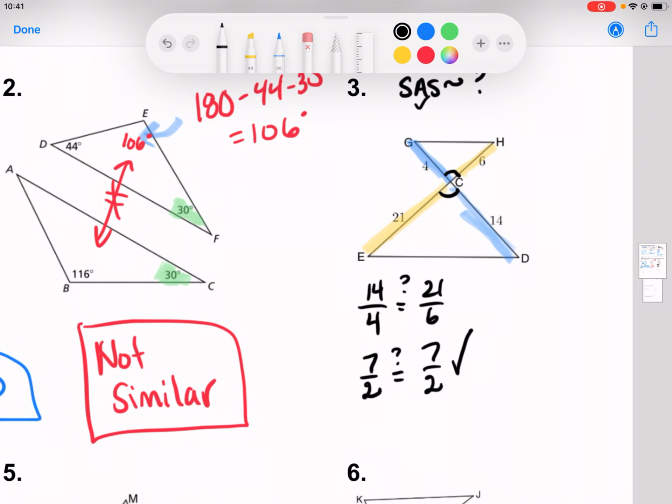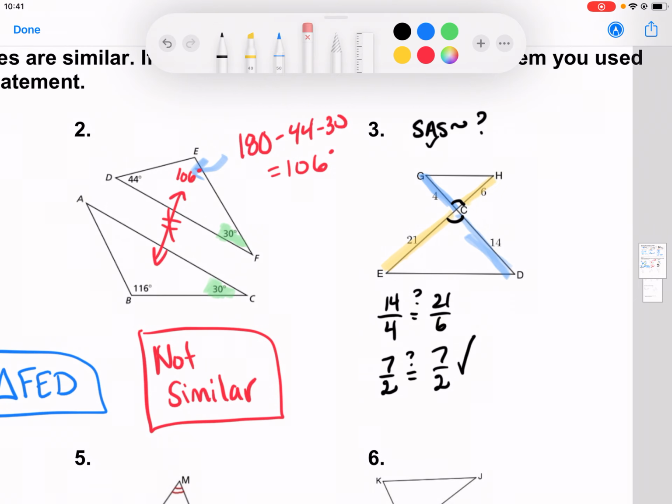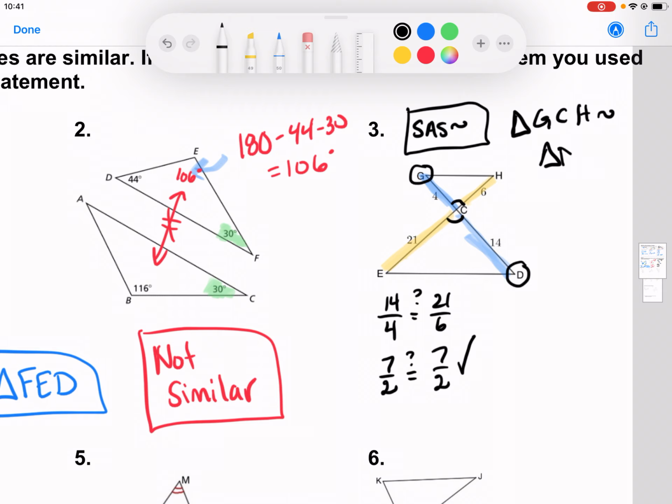So they do equal, which means these are in fact similar by side, angle, side, so I can keep that answer. And then I'm going to go ahead and write my similarity statement. So triangle GCH is similar, so I start with G, so that means we'll start with D. And then I went C, so I went toward the middle, so we're going to go toward the middle too. So DC and then E as our last one.